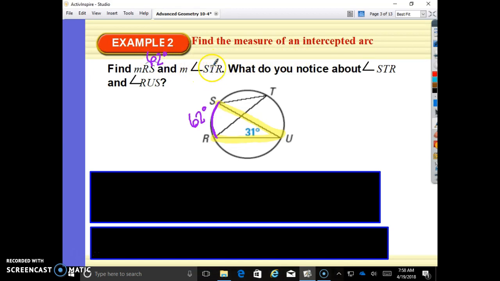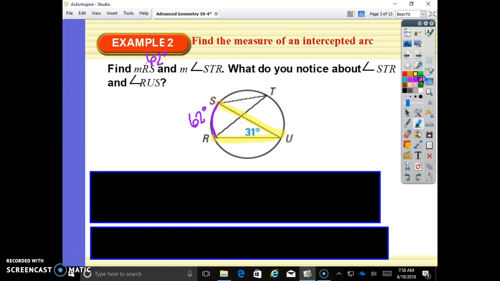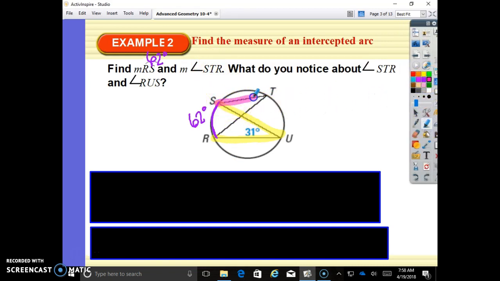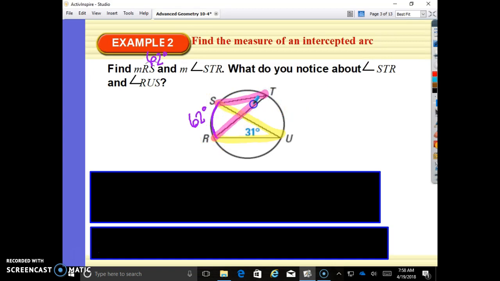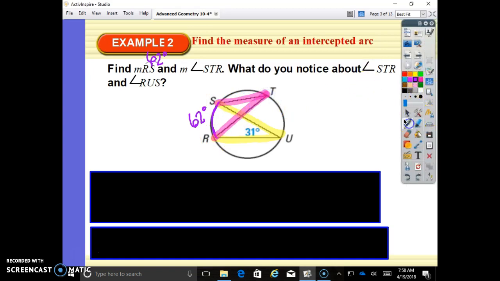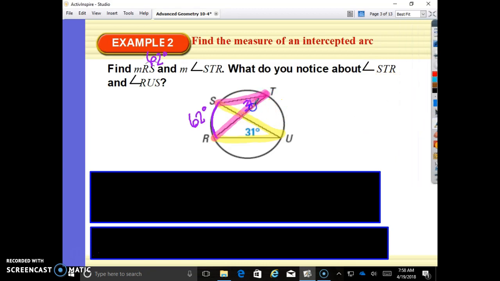What about the measure of angle STR? What is the measure of angle STR? It is 31, correct. It's 31 because if this is 62, then the angle that opens up to it should be half that, 31 degrees. What do you notice about angle STR, this angle right here, and angle RUS? They're congruent because they both open up to the same arc.